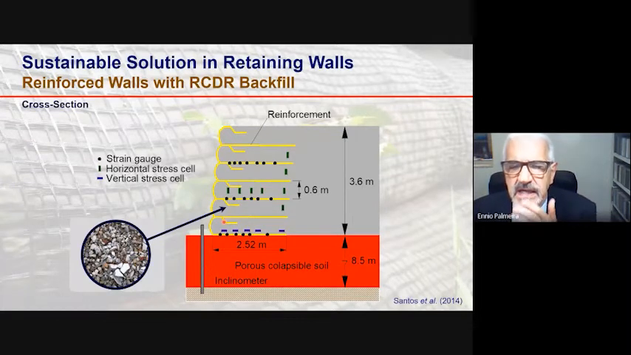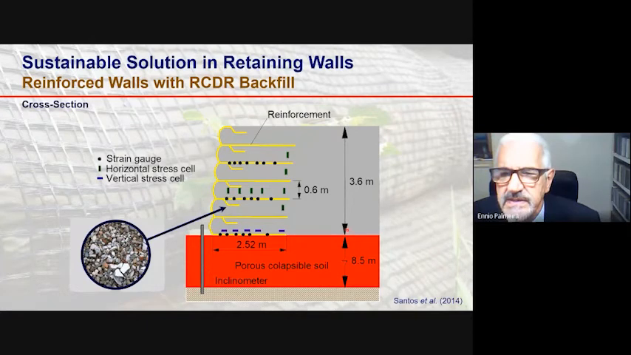So here you see a cross-section of the experimental walls, a 3.6 meter geosynthetic reinforced wall, constructed on a porous collapsible soil, which is a very common soil in the city of Brasilia, where this experiment was carried out. And the novelty of this research was the use of recycled construction and demolition residue as a backfill material for the reinforced structure.